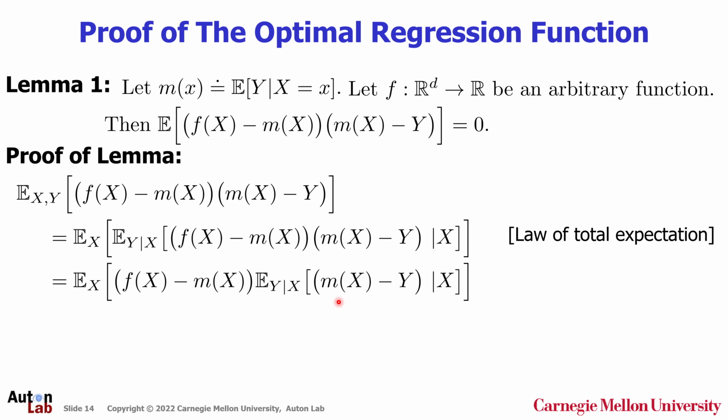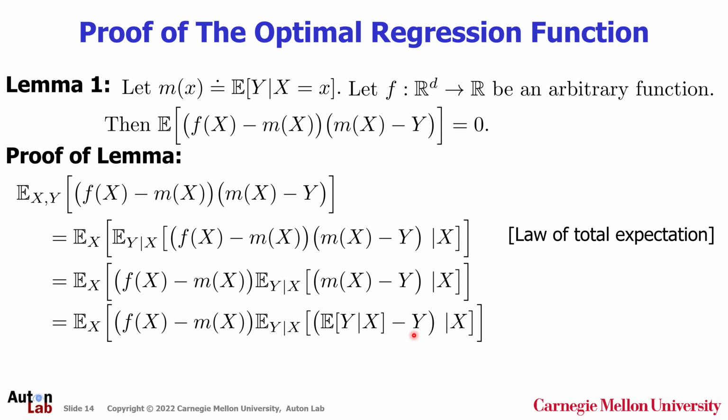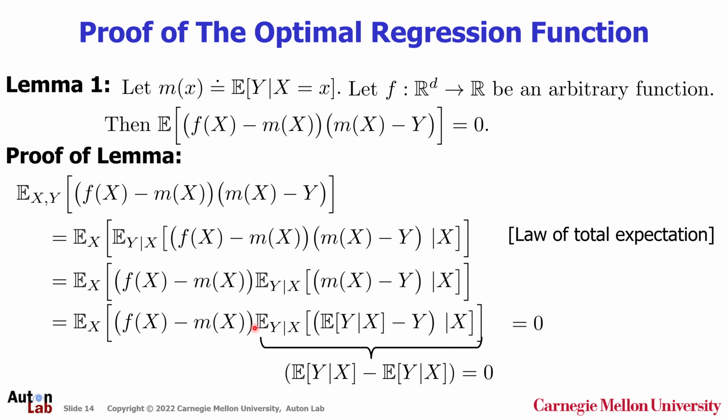By definition, m(x) is just the expected value of y given x. Here, this term y, after taking the conditional expectation of y given x, just becomes the expectation of y given x. So this term here is 0, and therefore this term here is 0, and because we multiply by 0, the whole expectation is 0, and this is what we wanted to prove.